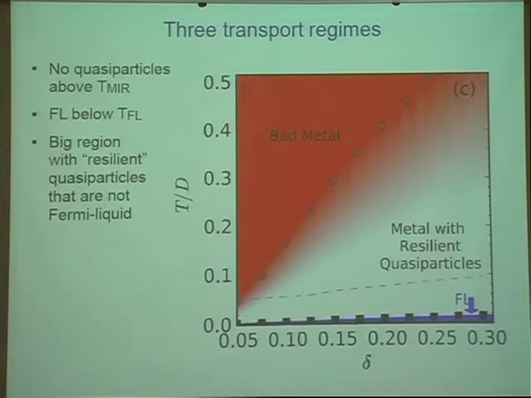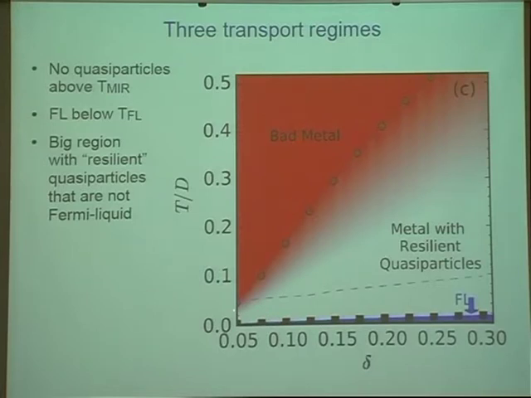This is a plot as a function of temperature and hole doping. What we find is that at very low temperature, there is a region where the system is definitely a Fermi liquid, with everything you expect from a Fermi liquid. I'll show this in more detail. This happens below a temperature which grows linearly with doping, but with a very small slope. So this is actually a very small temperature.